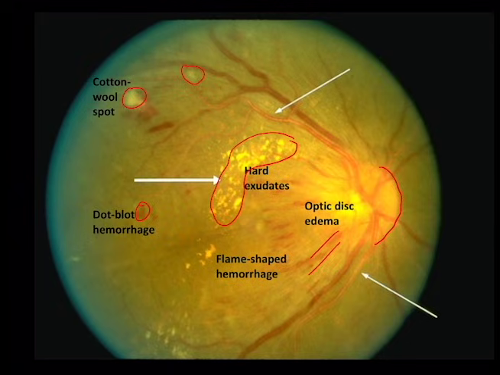Hemorrhages, microaneurysms, and cotton wool spots are associated with concurrently measured blood pressures and are therefore viewed as more transient signs of damage.